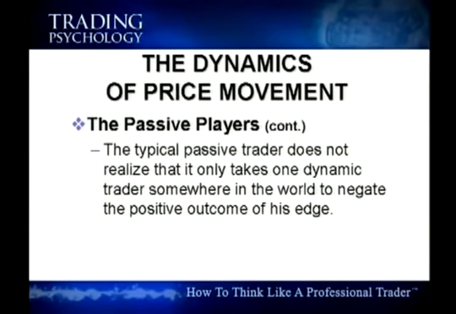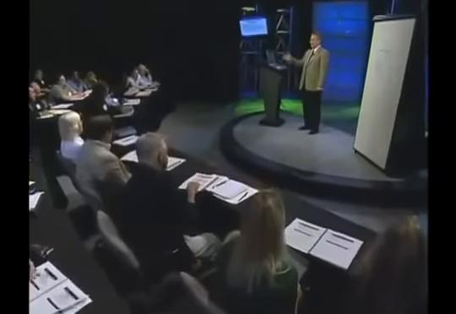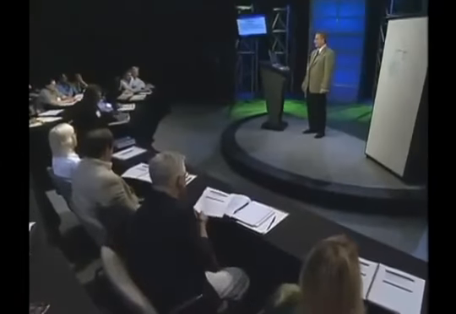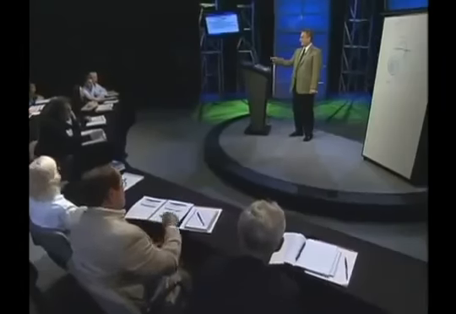The typical passive trader does not realize it only takes one dynamic trader somewhere in the world to negate the positive outcome of his edge. Is that a fair statement now? Does anybody want to argue with the statement anymore? I'd say nobody did in the first place, but there are some people who raised their hand and said that that wasn't the case. Is there anybody that's not convinced about this? Seriously, I want to know. And we're not going to get into a fight or anything, but you know.